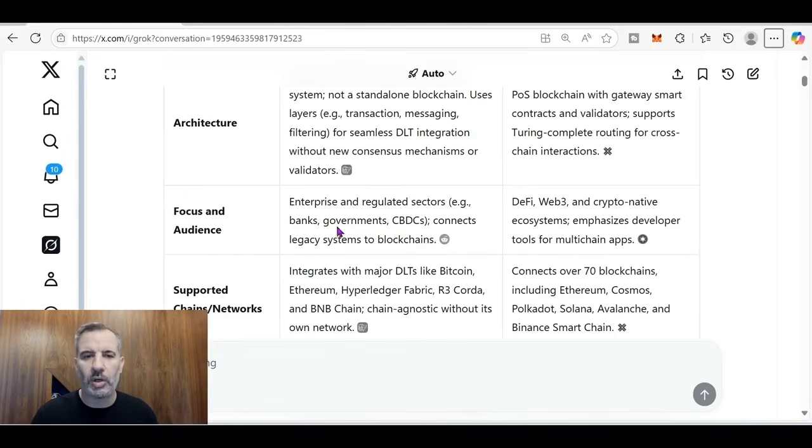The focus of Quant is enterprise and regulatory sectors such as banks, governments, and CBDCs, so that's central bank digital currencies. And one central bank, the Bank of England, does more volume in one day than Bitcoin does in a whole year. And we know that Quant is working with the central banks. Quant has been chosen by the BIS, the Bank for International Settlements, the central bank for all central banks. Quant has been chosen by them as the true interoperability solution for literally all their CBDC projects.